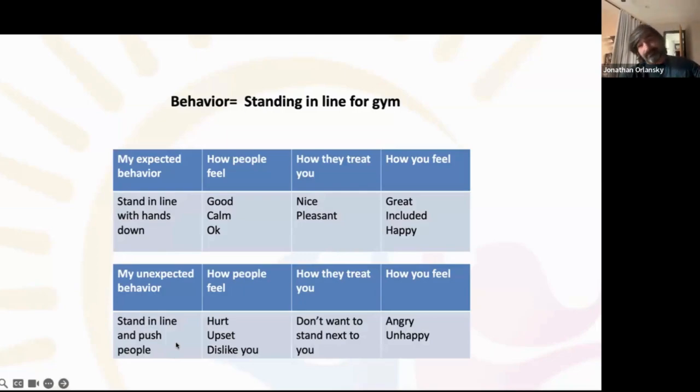Then, unexpected. I stand in line and push people. How people feel about it: they feel hurt. They feel upset. They don't like me. How they treat me: they don't want to stand next to me. How I feel: I'm angry and unhappy.